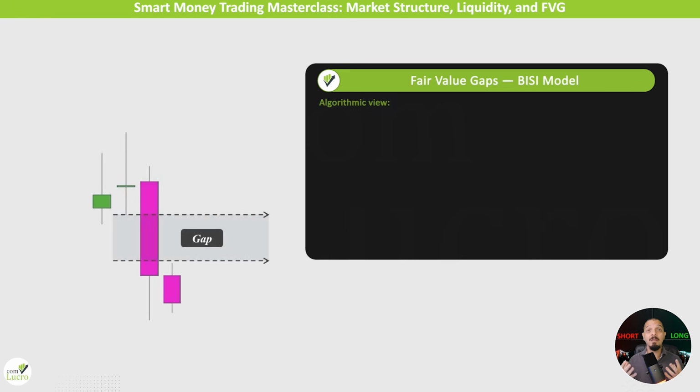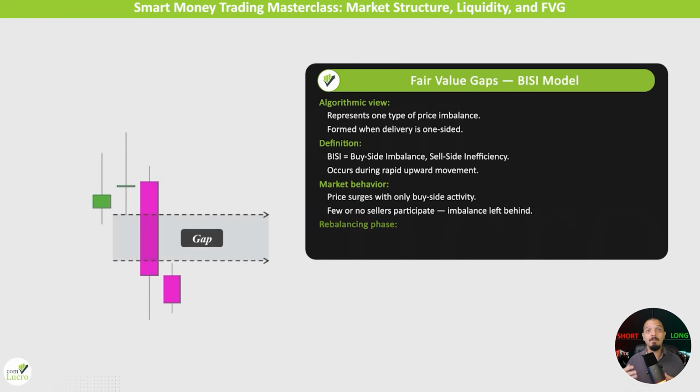The second model is SIBI, sell-side imbalance, buy-side inefficiency. This is the mirror opposite. Here, price moves sharply downward with too few buy orders to balance the sell pressure. The algorithm later corrects this inefficiency by offering buy-side delivery, allowing price to retrace upward to fill the sell-side gap before continuing in its original direction.